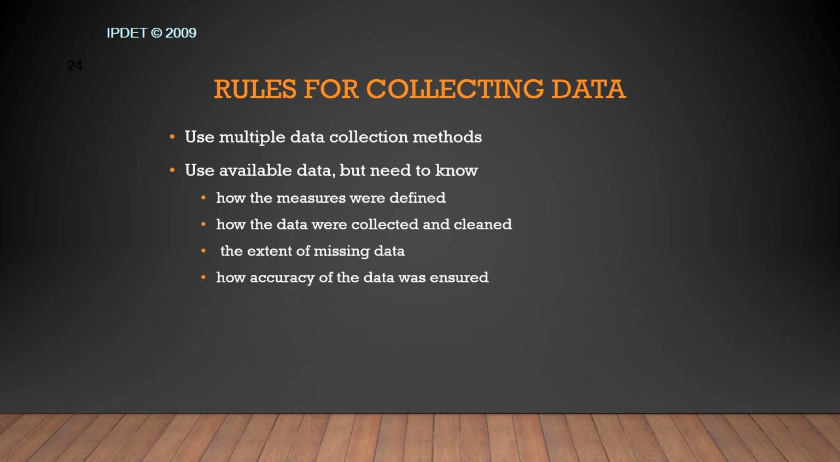There are some rules for collecting data. Multiple data collection methods should be used, and if you want to use available data, then it is very important to know how the measures were defined, how the data was collected, how the data was cleaned, what the extent of the missing data was, and what the accuracy of the data was. These are some important points which you have to keep in mind if you go for secondary data analysis.